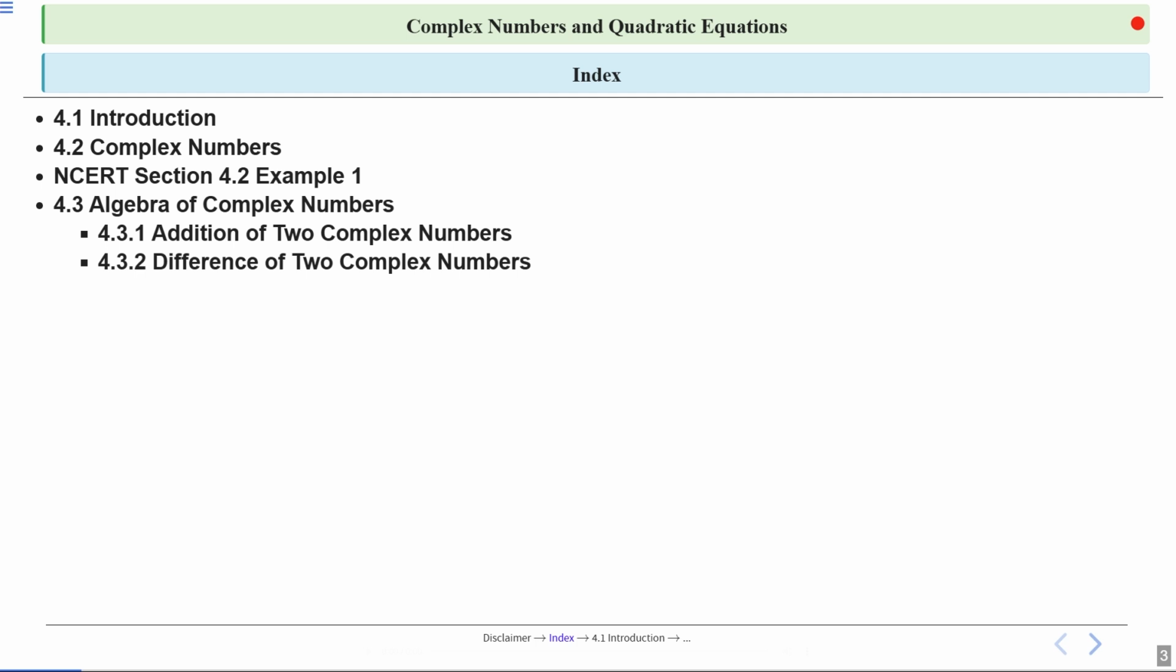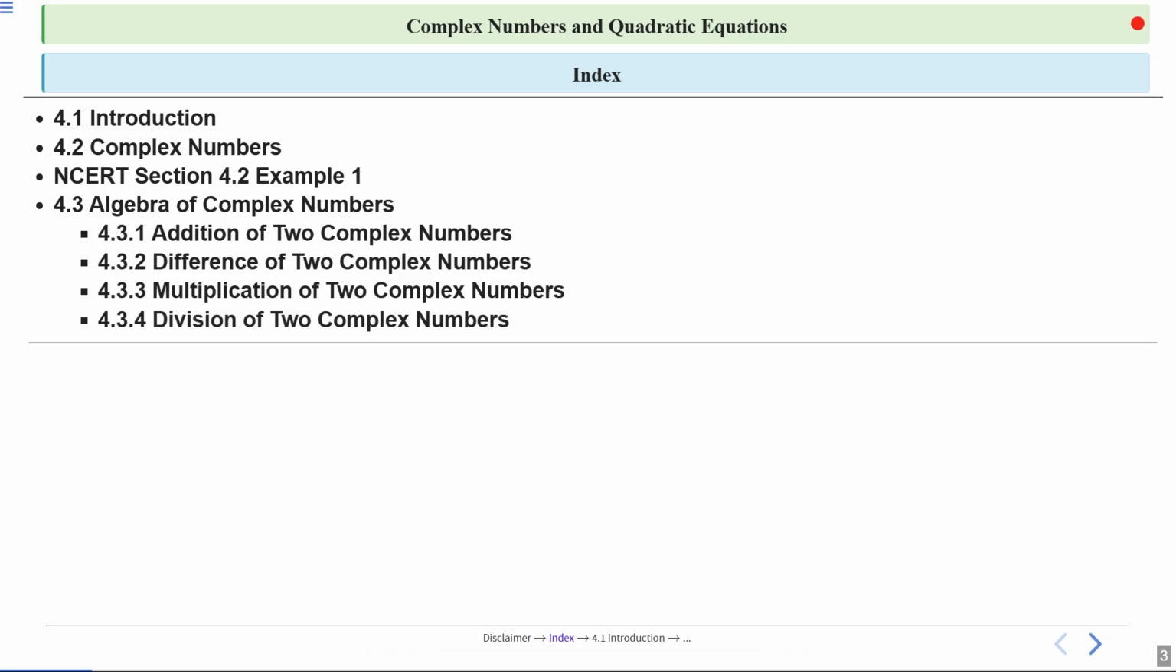After that, in section 4.3.2, we will discuss the difference of two complex numbers. Next, in section 4.3.3, we will discuss how to multiply two complex numbers. Finally, in section 4.3.4, we will discuss the division of two complex numbers. So how we can divide two complex numbers, we will discuss in 4.3.4.